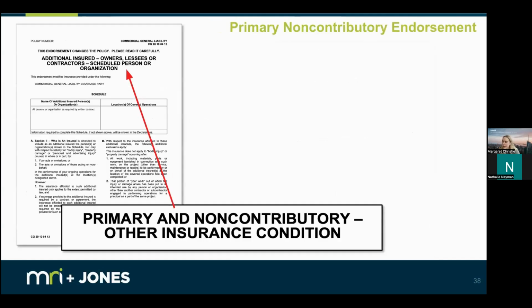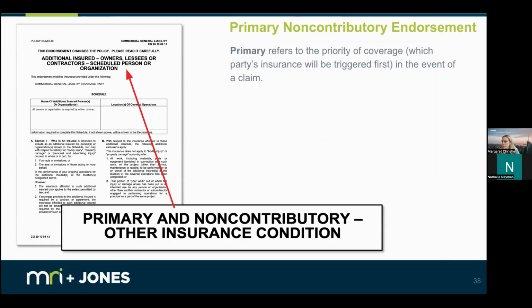Primary non-contributory. This is the other one that we haven't talked about yet. So in this case, basically a primary non-contributory endorsement is going to be indicating whose insurance is going to pay out first. So primary refers to the priority of coverage.